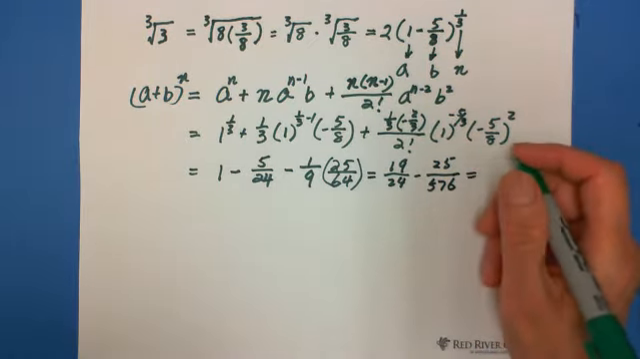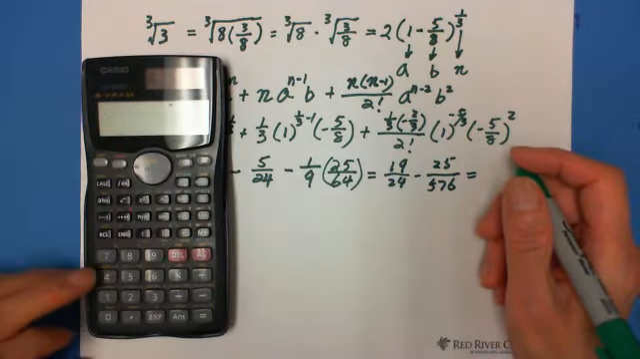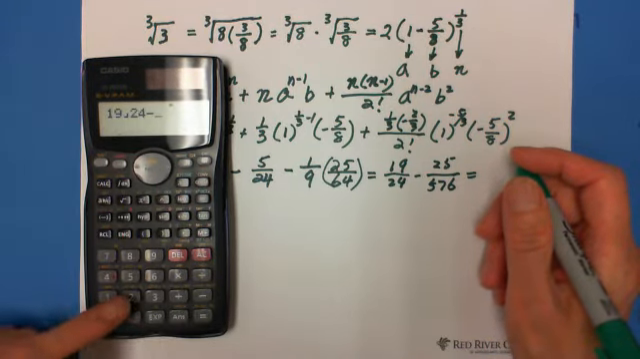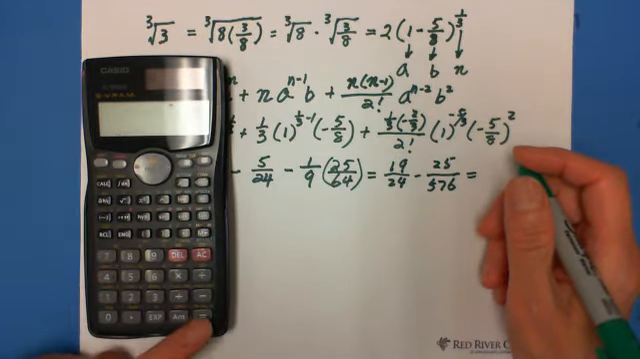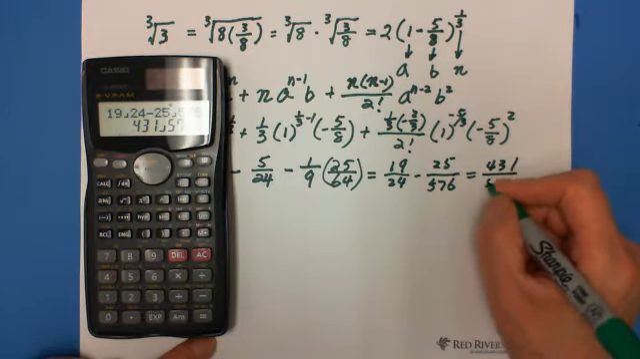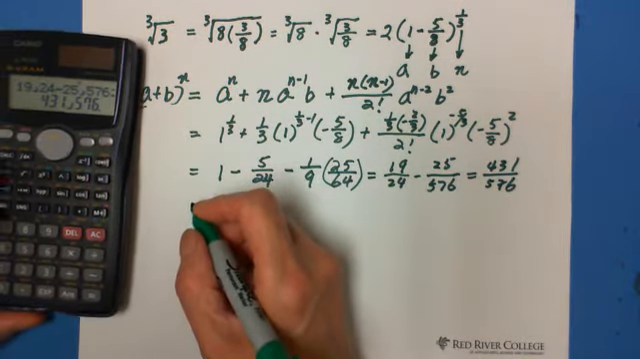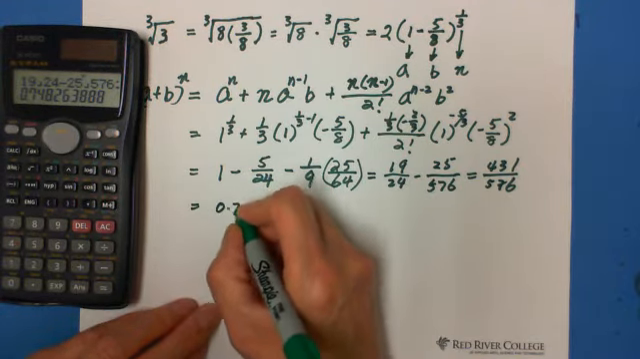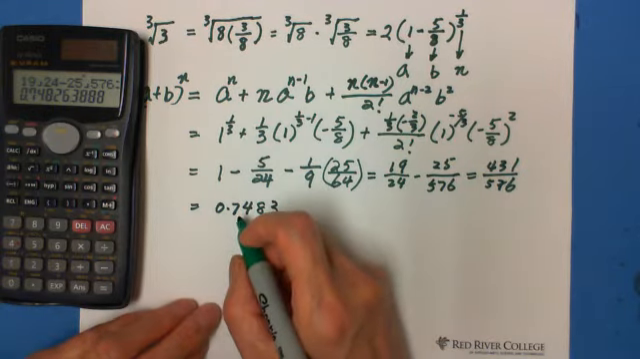We can use a calculator to make this faster, okay? See, this is 19 over 24 minus 25 over 576, which equals 431 over 576. Converting to a decimal, it equals 0.7483 if we keep 4 decimal places.